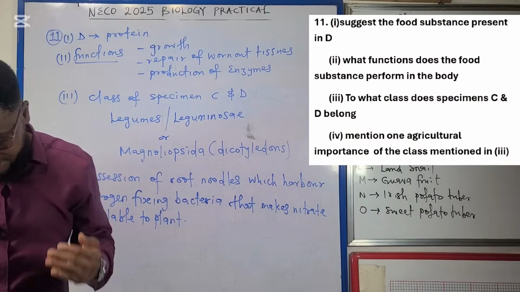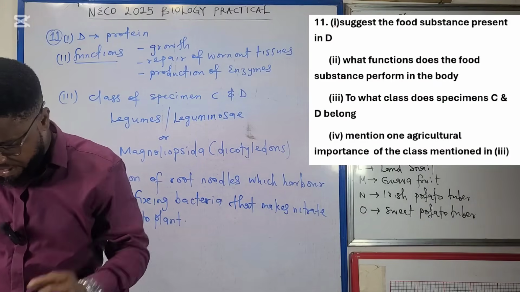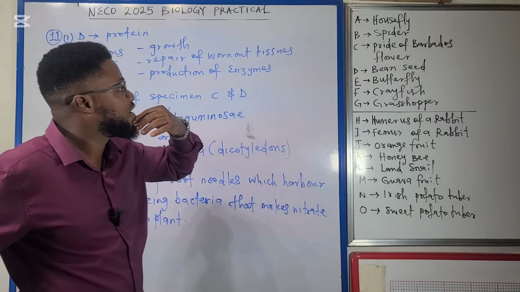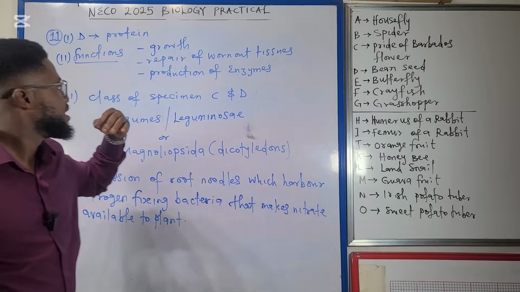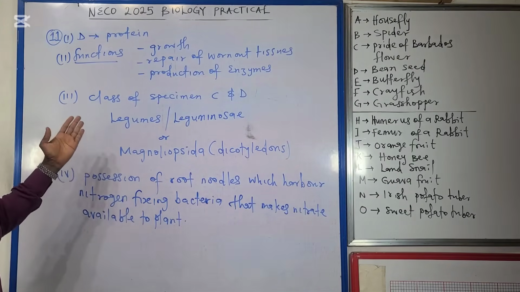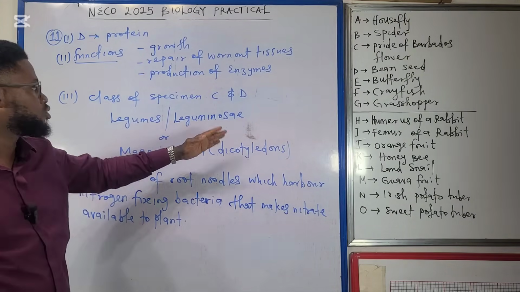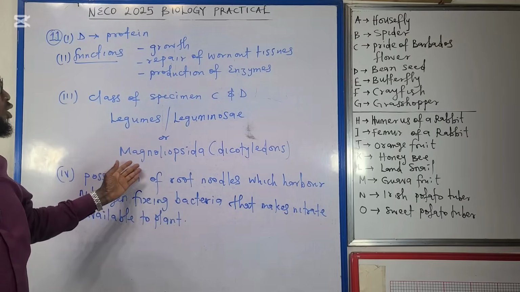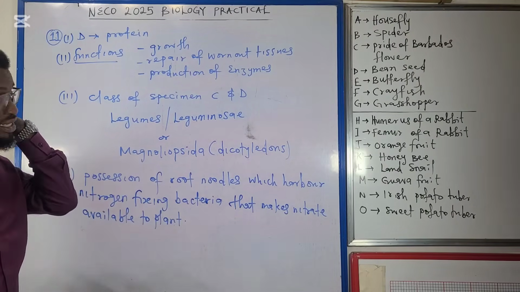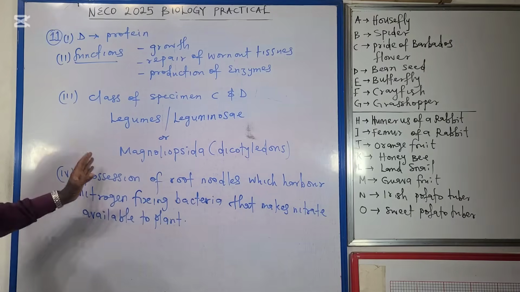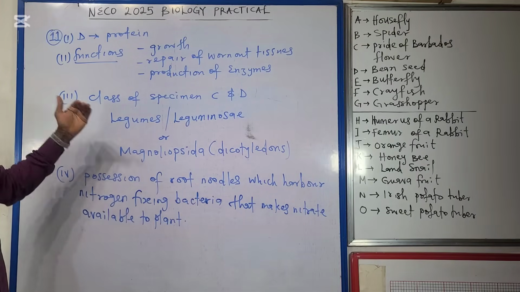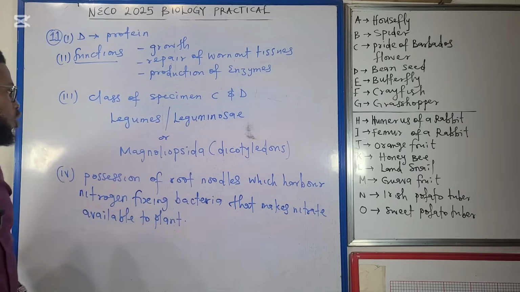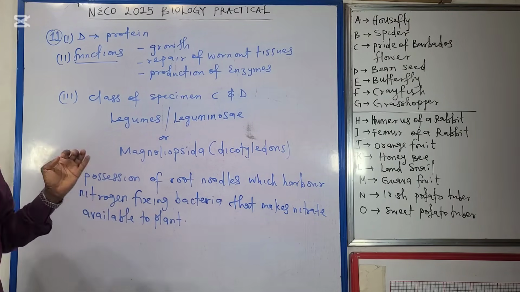Question 11 Roman figure 3 says, to what class do specimens C and D belong? Specimens C and D, that's the Pride of Barbados flower and the bean seed. To what class do they belong? They are legumes, or you simply say Leguminosae, or you just say Magnoliopsida. By saying Magnoliopsida, it means they are dicots, with two seed leaves, dicotyledons. Okay, that answers question 3. To what class do specimens C and D belong? Legumes, Leguminosae, or Magnoliopsida, that's dicots.